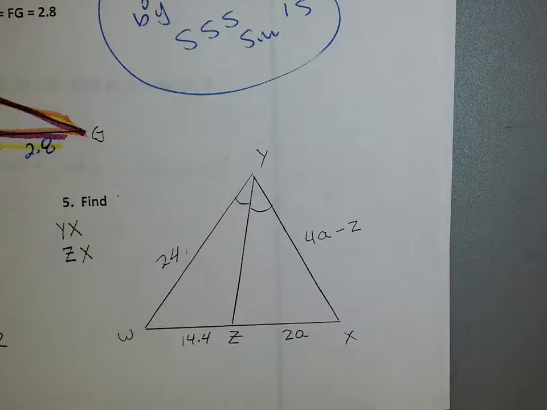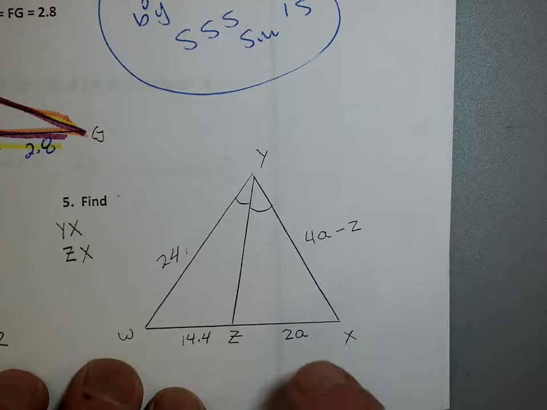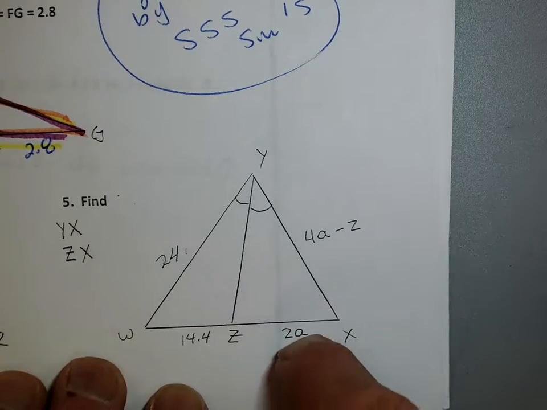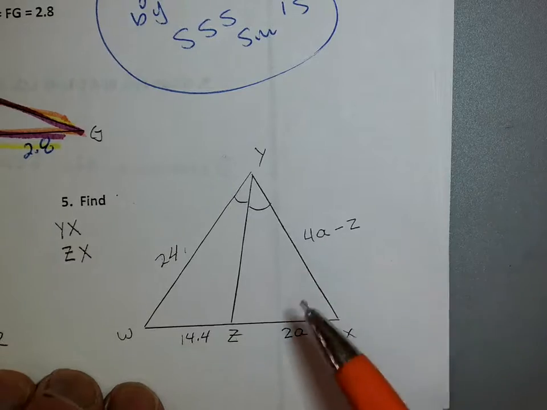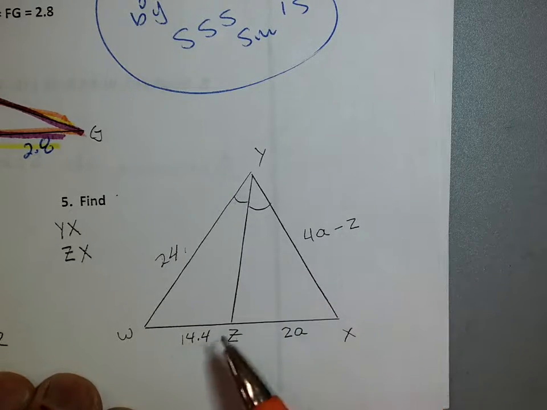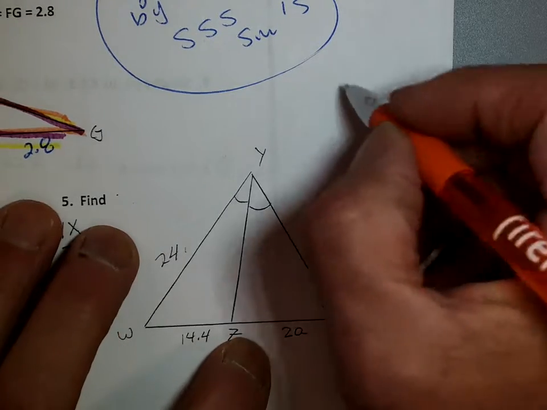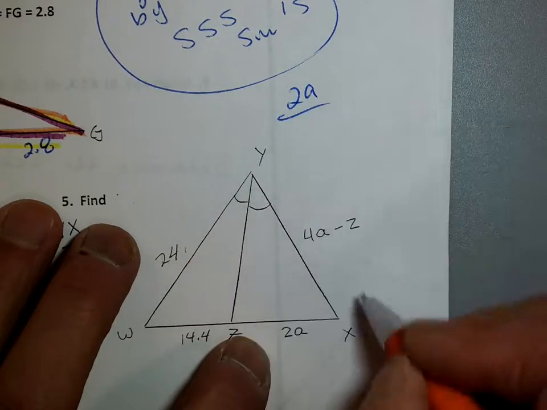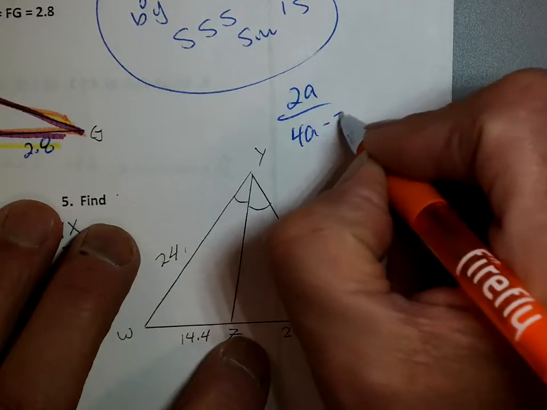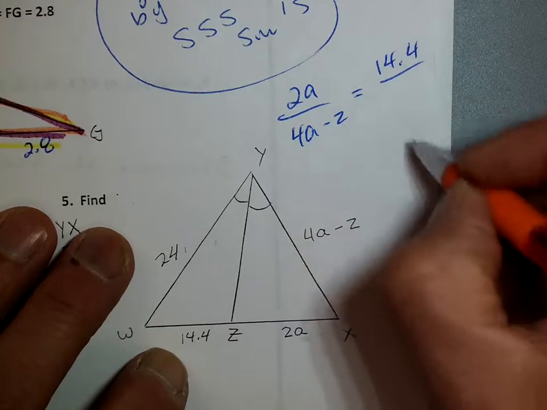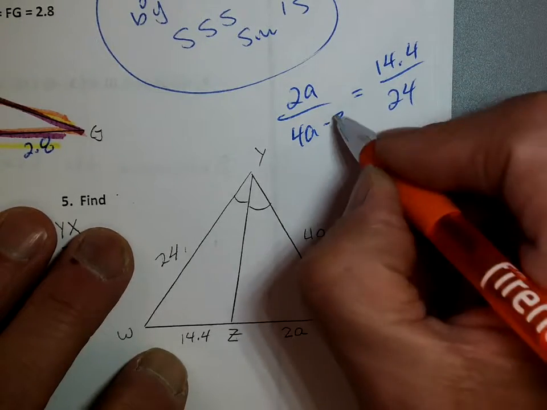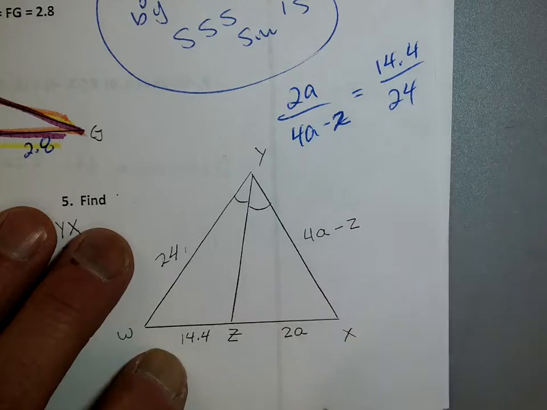Anyway, back to math, right? So here's what we learned on Friday. We can say this side goes to this side as this side goes to this side. You ready? One more time. This side goes to this side as this side goes to this side. So I'm going to say my 2a goes to my 4a minus 2 as my 14.4 goes to my 24.